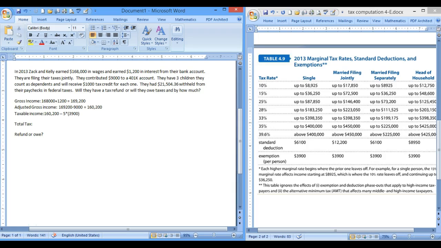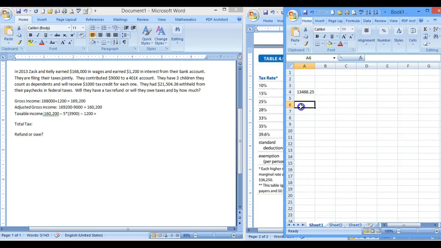So we're going to do 5 times 3,900. That's the exemptions. In this case, we're not going to go any further. Let's say that their itemized deductions did not exceed the standard, so we're going to go straight into the standard deduction of 12,200. Again, I'm just going to copy this and paste it into Excel instead of typing it into my calculator. I feel it's more accurate that way, and I'm not going to be making any mistakes.